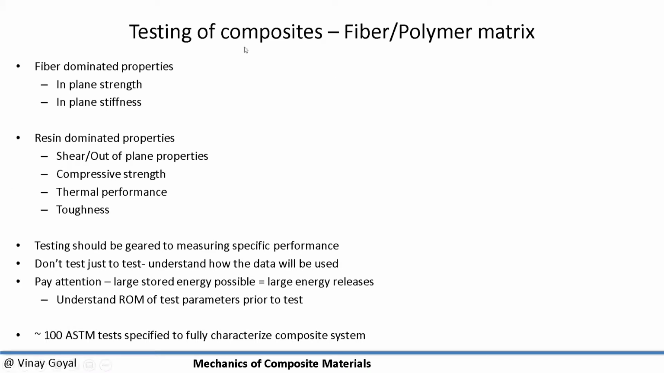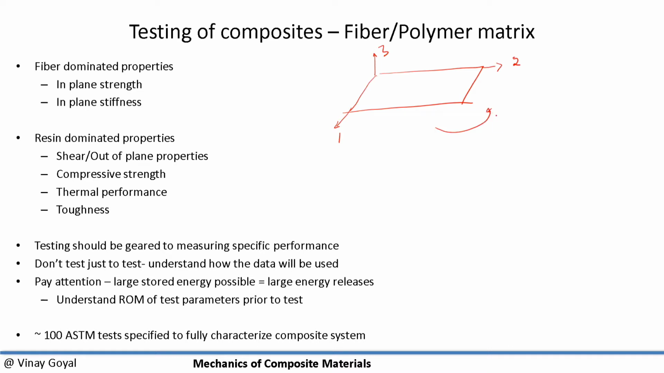You're going to have fiber dominated properties. And when I say fiber dominated properties, what I mean is this. If this is my lamina, this is 1, this is 1, 2, and 3. And the reason I'm making the mistake is because of the right hand rule. I want to be able to meet the right hand rule.